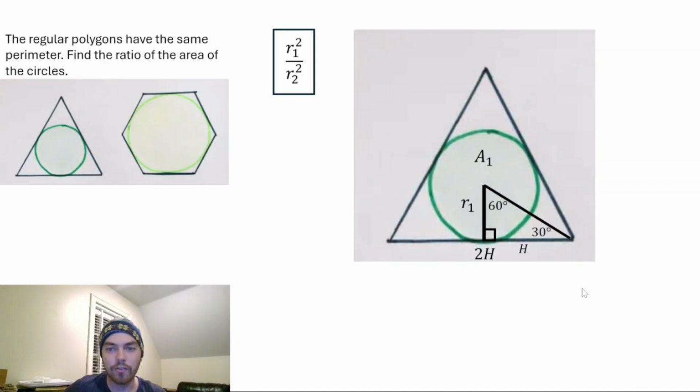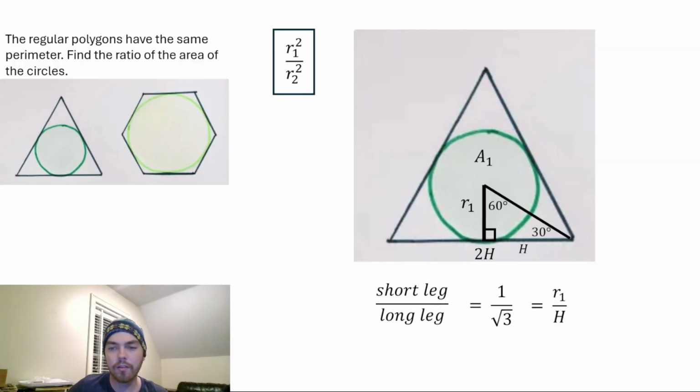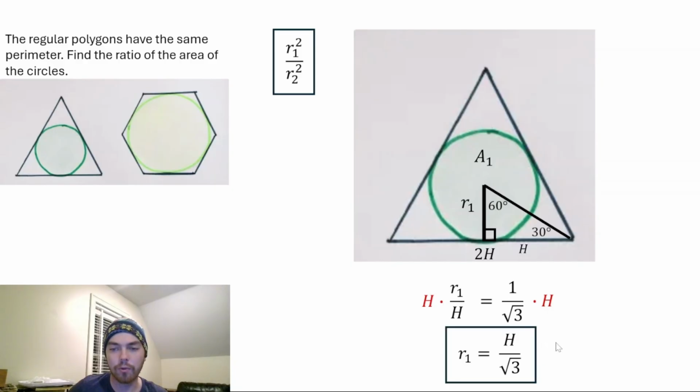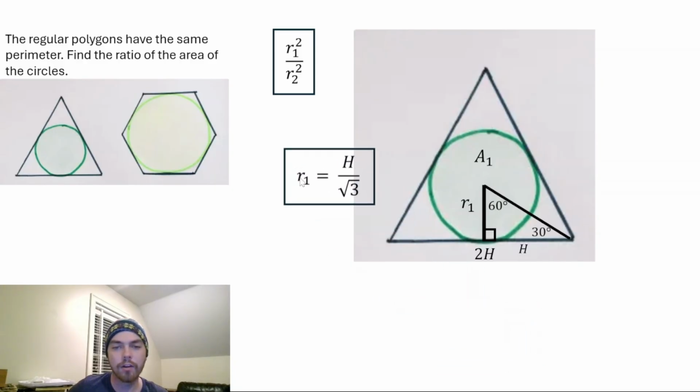In a 30, 60, 90 right triangle, the ratio of the short leg to the long leg is always 1 over root 3. And since the short leg is r1 and the long leg is h, 1 over root 3 is going to equal r1 over h. Let's move these over here, flip them around, and solve for r1. We're going to solve for r1 by multiplying both sides by h. Over here, the h's cancel, so we're left with just r1, and 1 over root 3 times h is h over the square root of 3. So r1 is h over the square root of 3. Let's move that over here and save it for later.